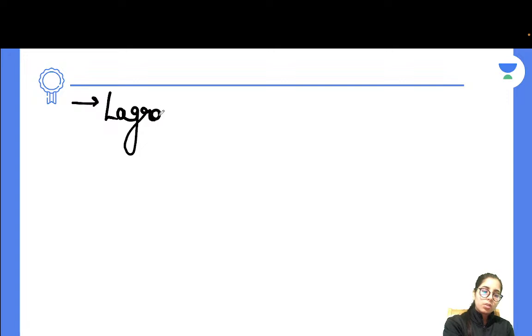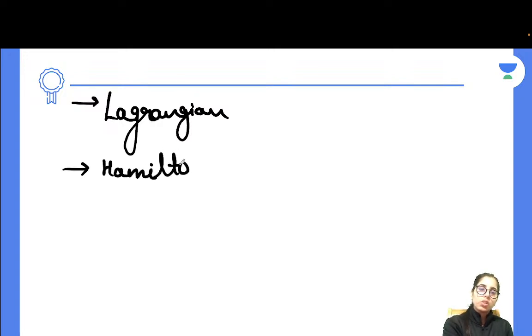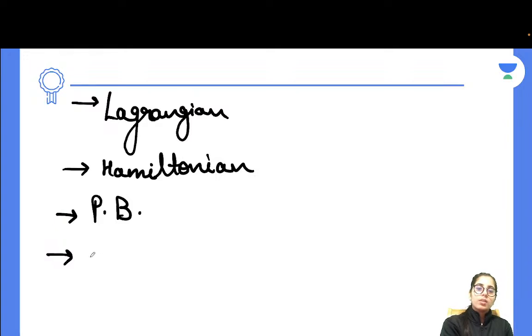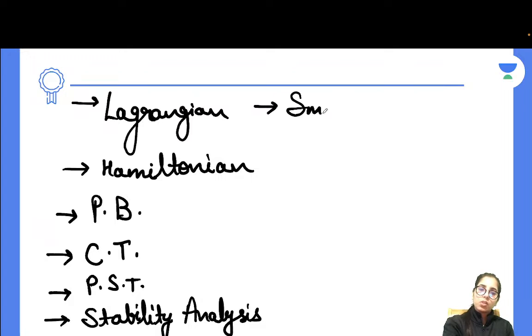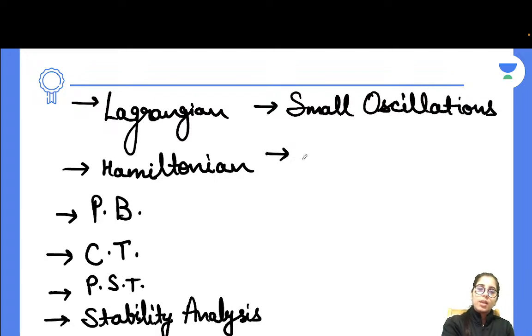So the first one is the Lagrangian. Your second topic is the Hamiltonian. You will find so many questions have been asked from these sections in the previous years. The next one is the Poisson bracket. Another topic is the canonical transformation. Another topic is the phase space trajectory. Next one is the stability analysis. Next one is the small oscillation related questions. Next one is the special theory of relativity based questions.